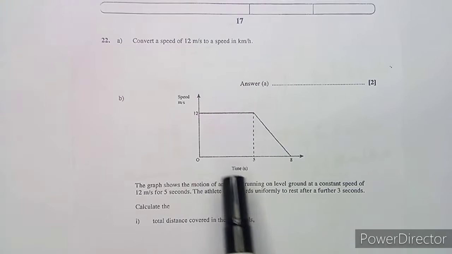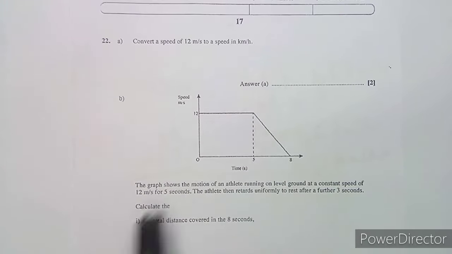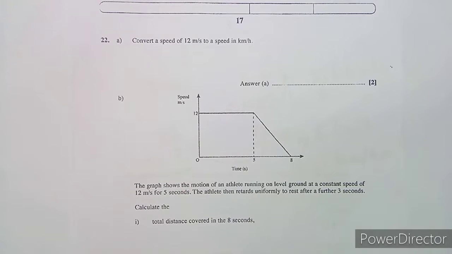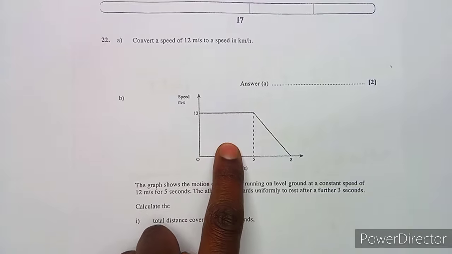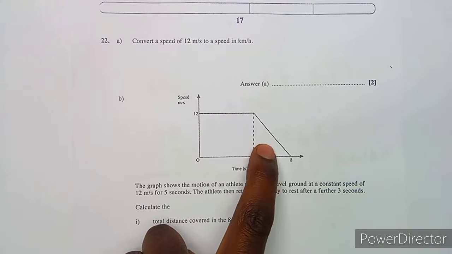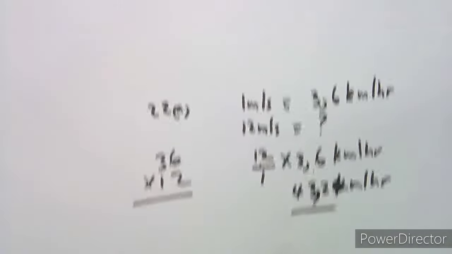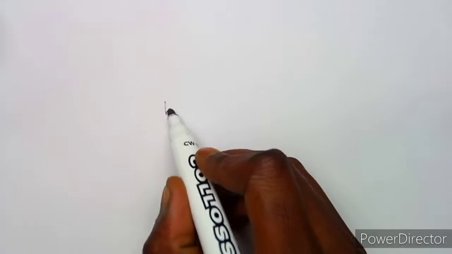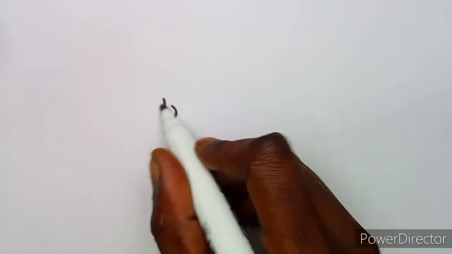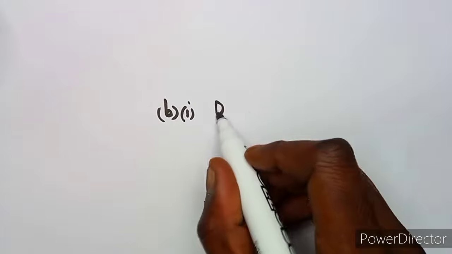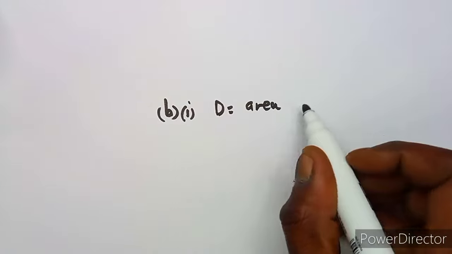So guys, this is a trapezium. You can use the area of a trapezium at once because distance is equal to area, or you can use the area of a rectangle plus area of a triangle. Here still it's one and the same thing. You must obtain the same thing. So distance, remember, is area under the graph. So that is our B item 1. So distance is equivalent to area under the graph, guys.